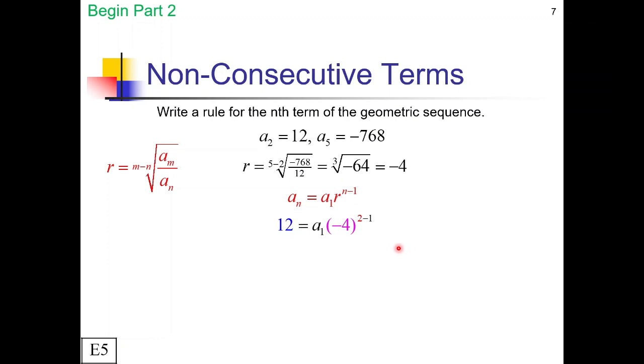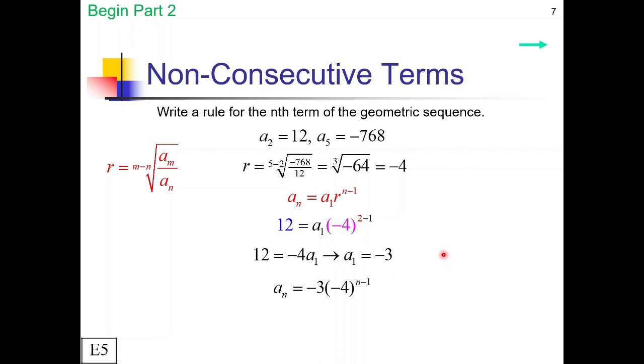So 2 minus 1. 2 minus 1 is just 1, so this is just negative 4 times a1. Dividing to get a1, I have negative 3 for that. And now I've got everything I need to plug everything back in. So I can write a sub n equals negative 3 times negative 4 to the n minus 1.